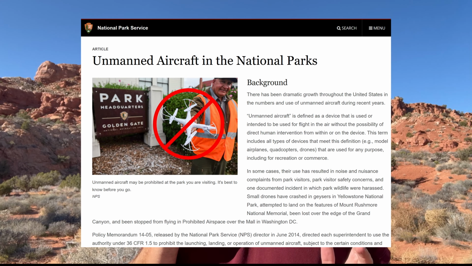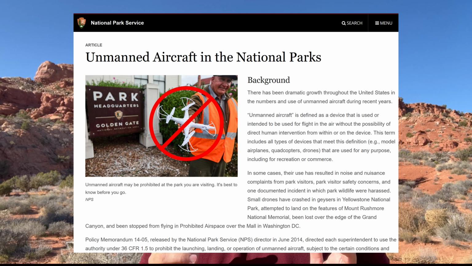Moab, Utah is also home to two of the world's most beautiful national parks, Arches National Park and Canyonlands National Park. Unfortunately for drone pilots, the National Park Service bans the use of drones being taken off or landed or controlled from within park boundaries of any of their properties. That's national parks as well as national monuments. Now there's kind of two ways to get around this.